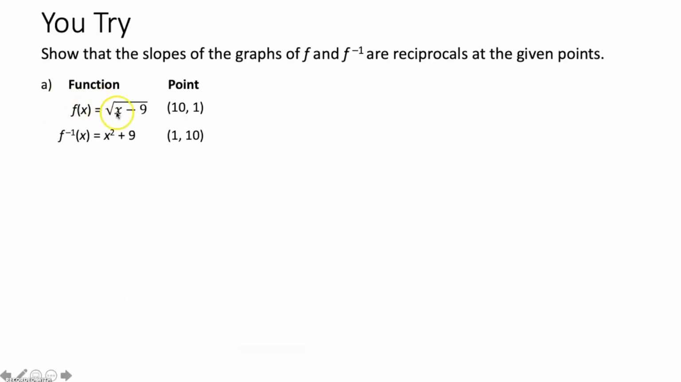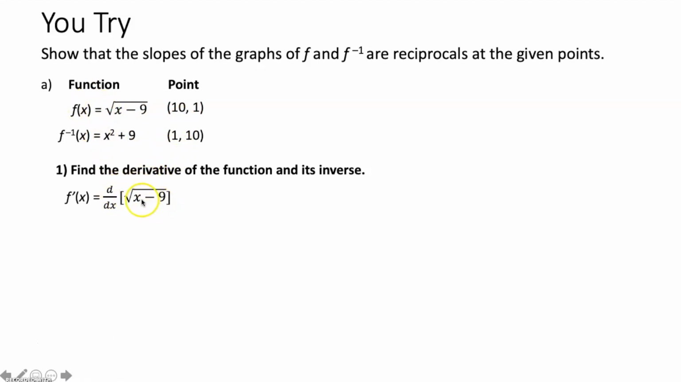Okay, doing the same thing here, we have our function and its inverse, and we want to verify that the slopes of each of these functions at these given points are reciprocals. So let's first find the derivative of each function and then plug in the given point to those derivatives to get the slope. So we start with our first function.